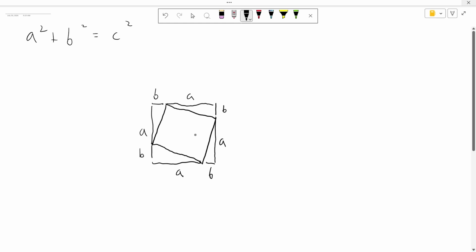So what you'll notice is that you actually get 4 congruent triangles here that have been just rotated 90 degrees. Like this triangle is just this triangle rotated 90 degrees. And at each of the corners, the angle is 90 degrees.